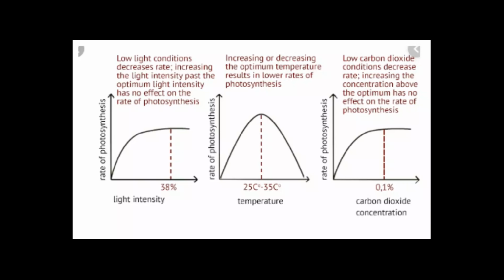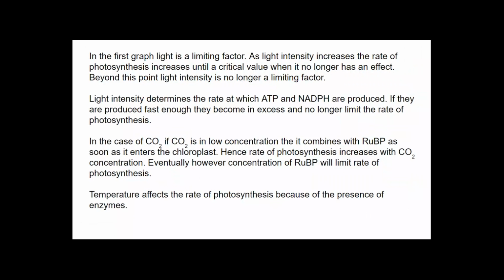And then concentration of carbon dioxide. This graph looks a bit like the one for light intensity. So in the first graph, light is the limiting factor. As light is the limiting factor, the rate of photosynthesis increases until a critical value when it no longer has an effect. And beyond this point, light intensity is no longer limiting. You can explain this by saying light intensity determines the rate at which ATP and NADPH are produced. If they're produced fast enough, they become in excess and can no longer affect the rate of photosynthesis. So eventually, you'll have more ATP and NADPH than you have ribulose phosphate, and therefore increasing the amount of ATP and NADPH even more won't really affect how much carbon dioxide can be fixed and then reduced into phosphoglyceraldehyde.